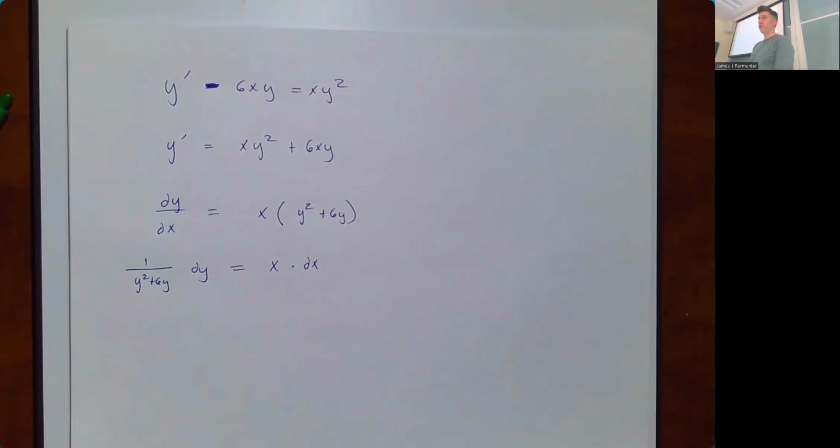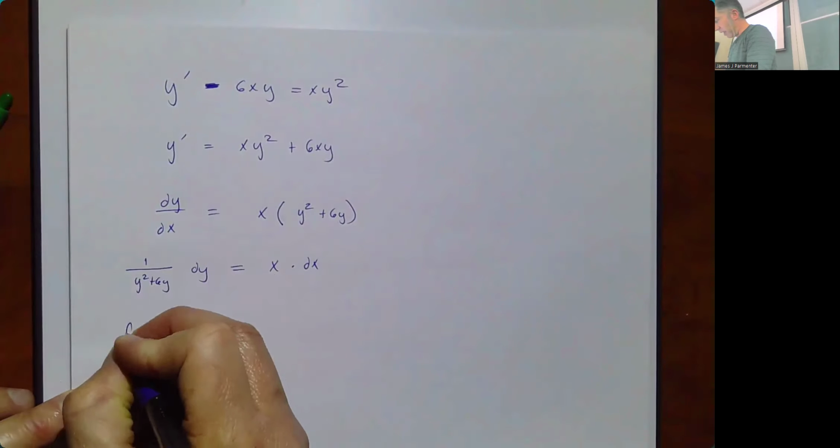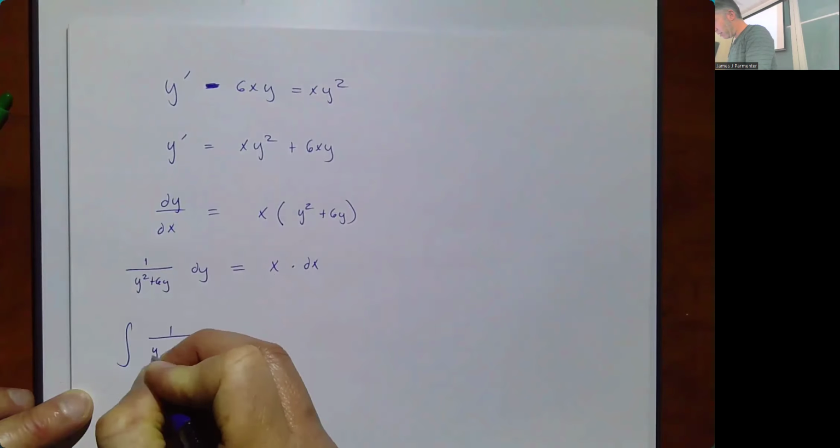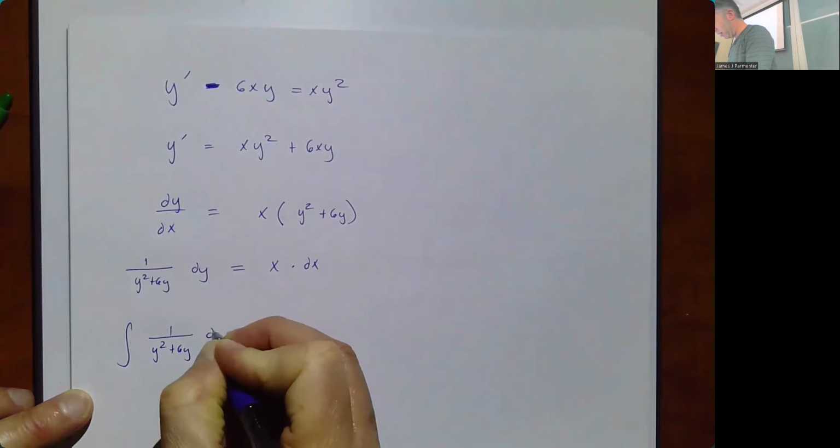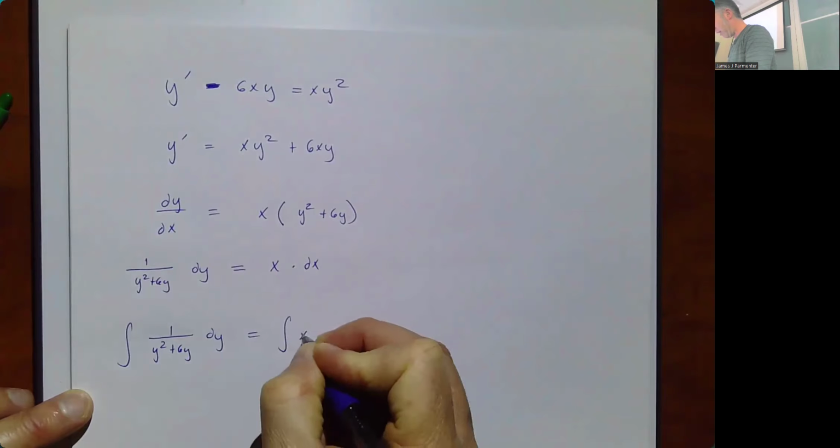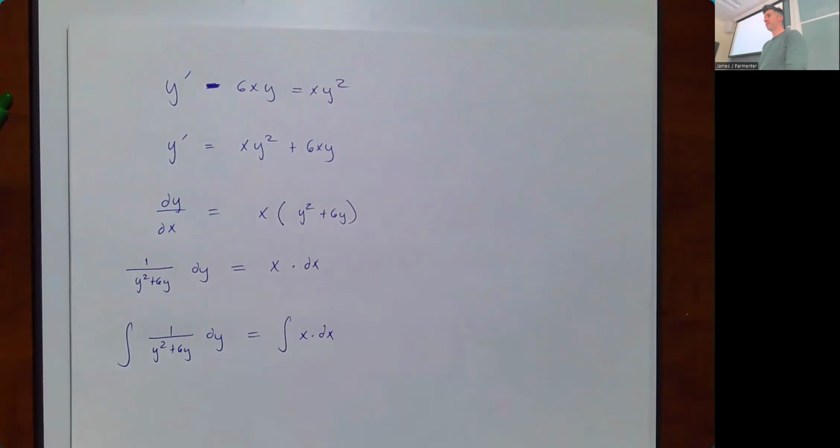And then we're going to anti-differentiate both sides. So we're going to have the antiderivative of 1 over y squared plus 6y dy is equal to the antiderivative of x times dx. The right-hand side's fine, and anti-differentiating x is pretty straightforward. It's going to be x squared over 2 plus c. The left-hand side's a little bit of work.